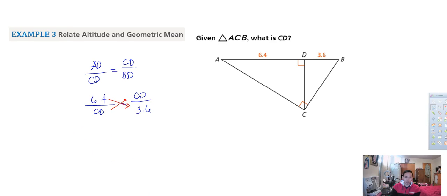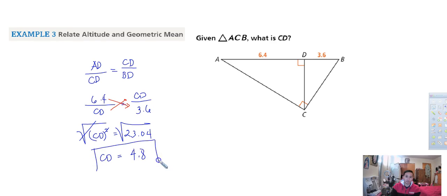CD times CD will be CD squared. Okay, is equal to, you multiply 6.4 and then 3.6 will give you 23.04. And of course, we are going to extract the root of both sides so that we can isolate your CD there. So CD, the square root of 23.04 is 4.8. Okay, therefore the length of CD is 4.8 units.